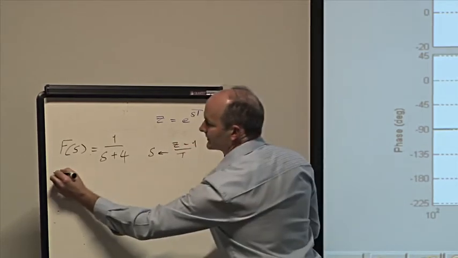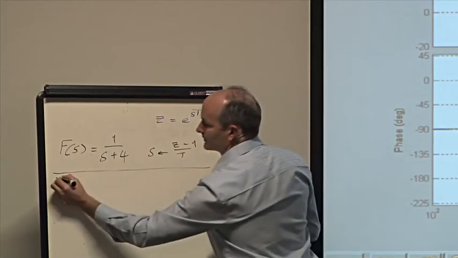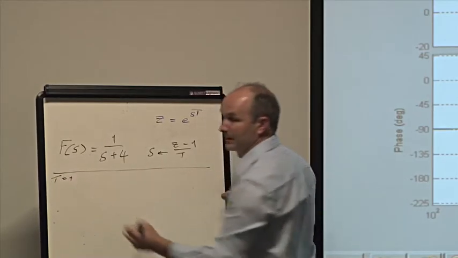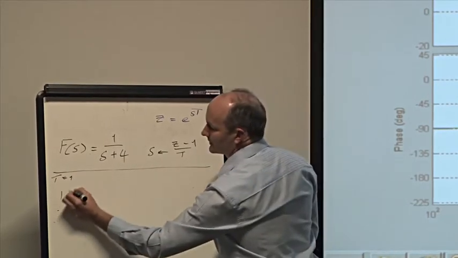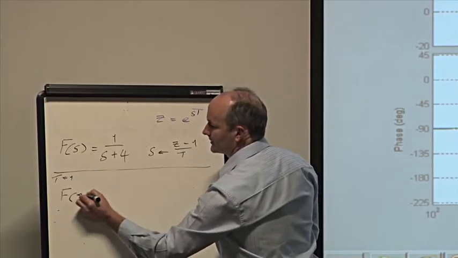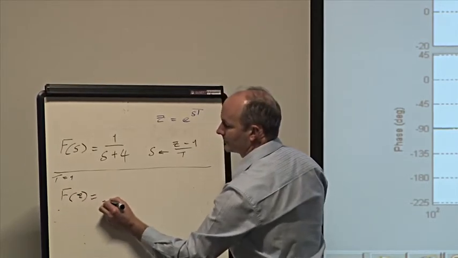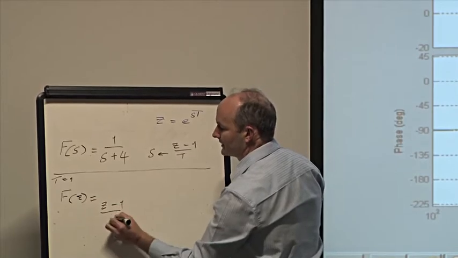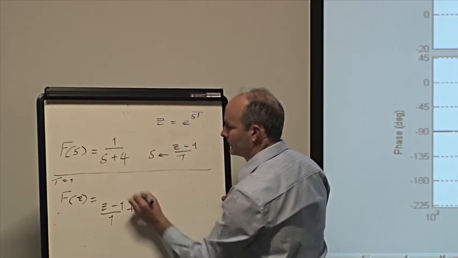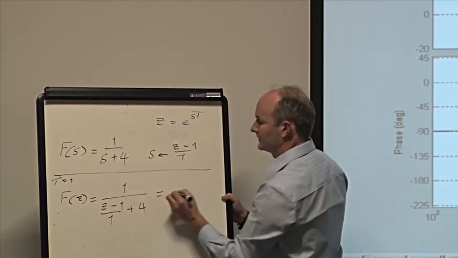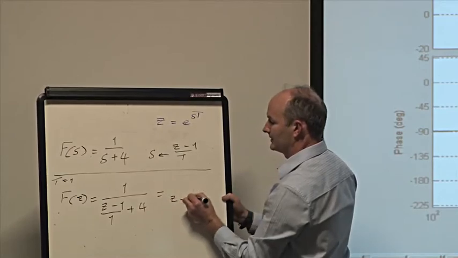And let's do this first of all for T equals 1 second, for example. So what's the equivalent transfer function going to be? Well, it's going to be F of z equals 1 divided by (z minus 1 divided by 1) plus 4. That's the bottom line, which of course equals 1 divided by z plus 3.